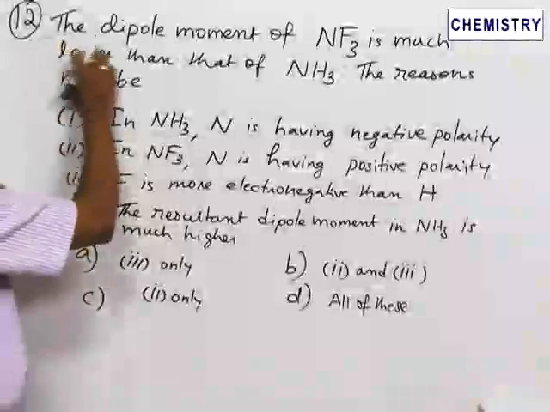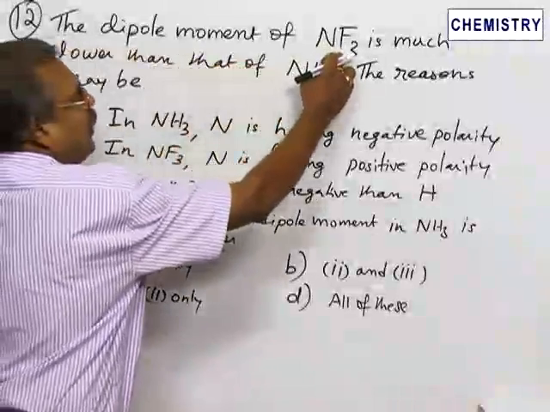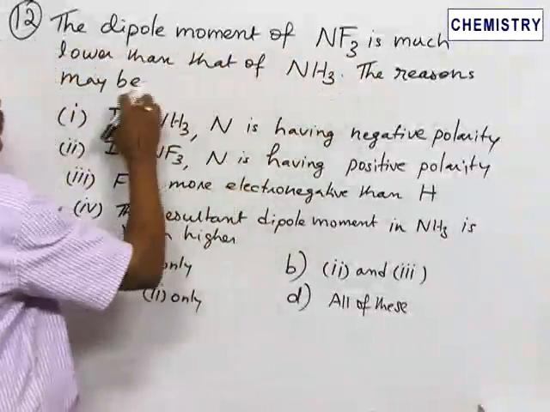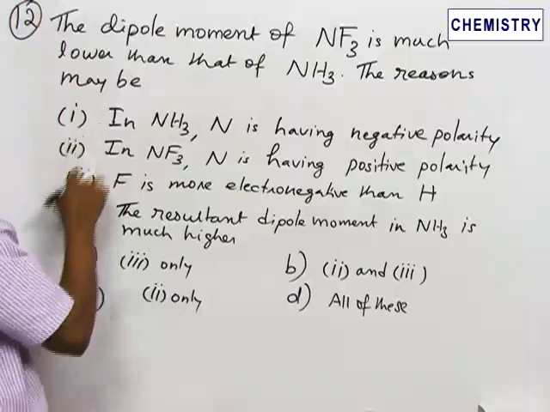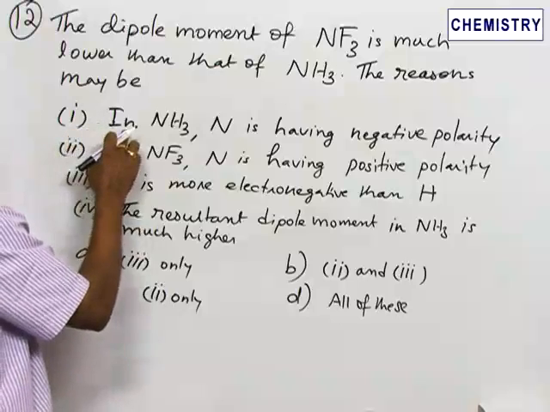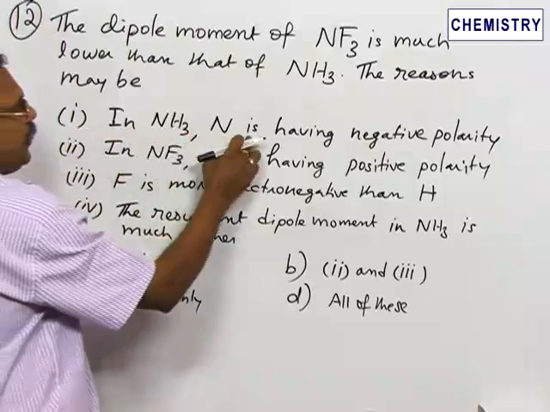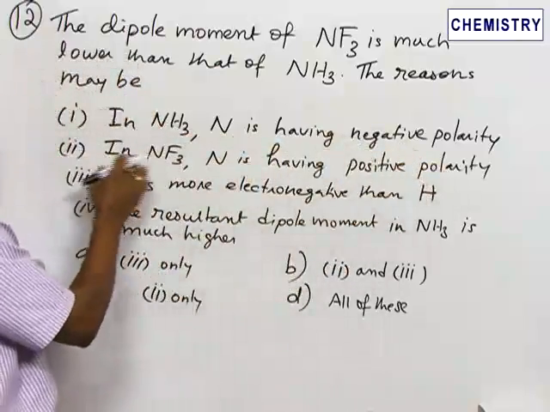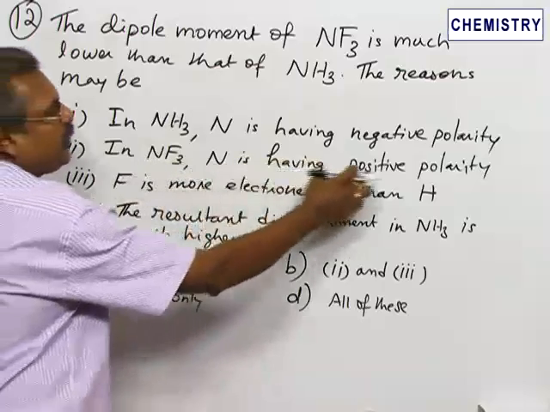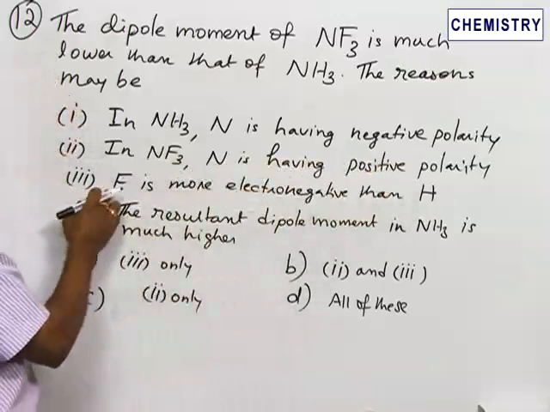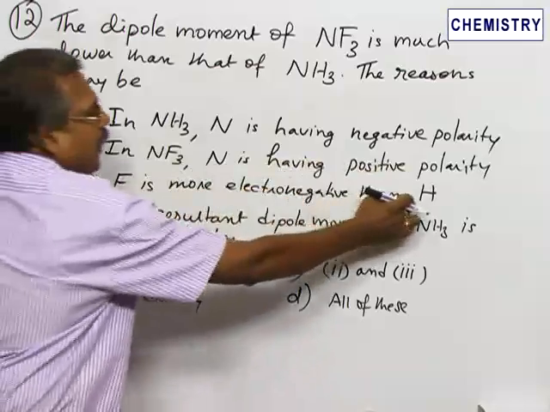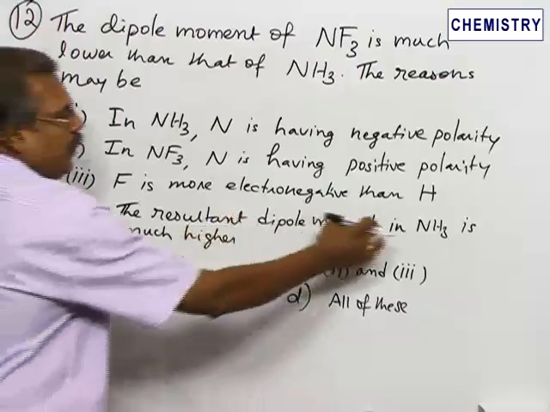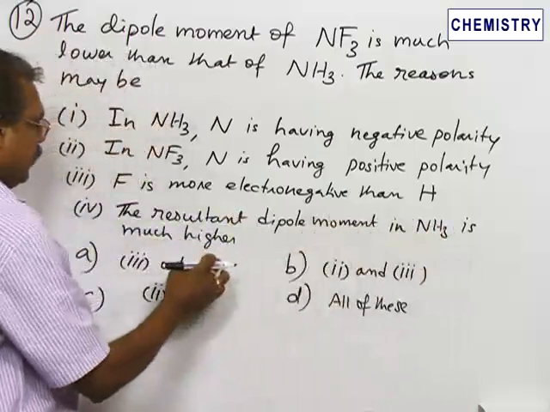Number 12. The dipole moment of NF3 is much lower than that of NH3. The reason may be, and 4 reasons are given. The first one is, in ammonia NH3, nitrogen N is having negative polarity. The second reason, in NF3, N is having a positive polarity. Third, F is more electronegative than hydrogen. And the fourth one, the resultant dipole moment in NH3 is much higher.